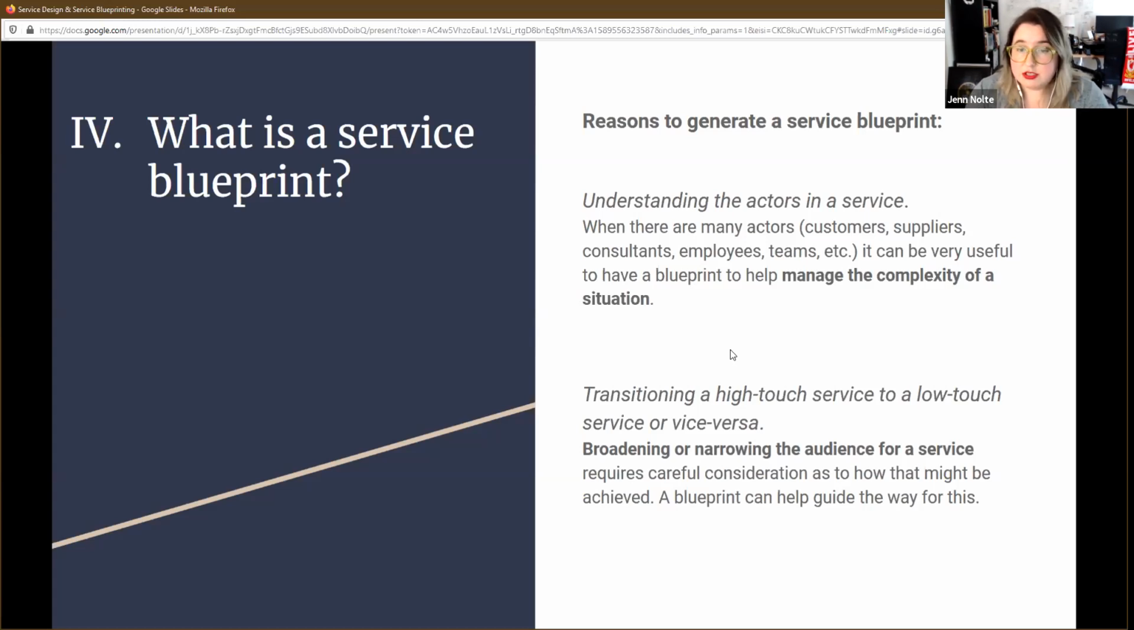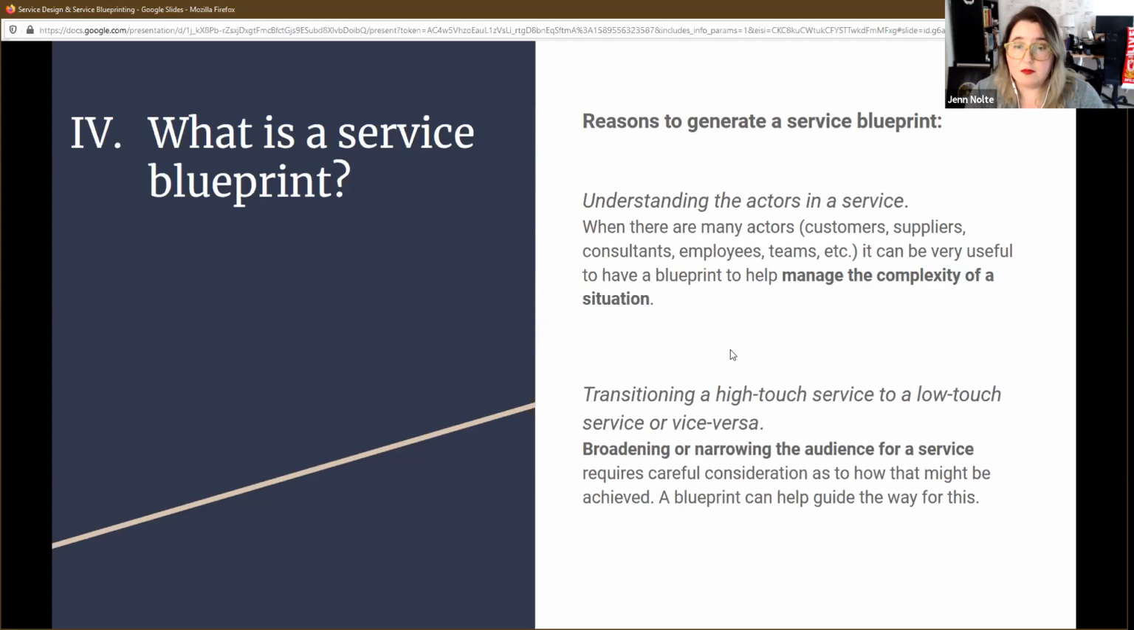Another reason is transitioning a high-touch service to a low-touch service or vice versa. Broadening or narrowing the audience for a service can be pretty risky or have some unforeseen outcomes. And a blueprint can help guide the way for that.